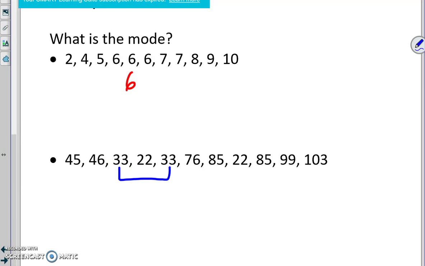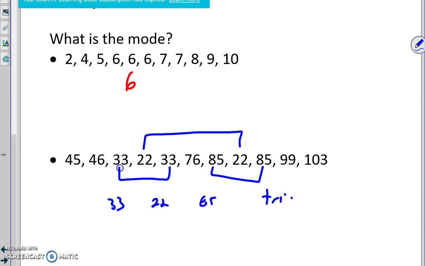45s, 46. Oh, I see a couple of 22s. 285s. I think I got them all, right? Okay, so there are 3 modes here. There are 33, 22, and 85. I guess you could say that that is trimodal. So that is possible.